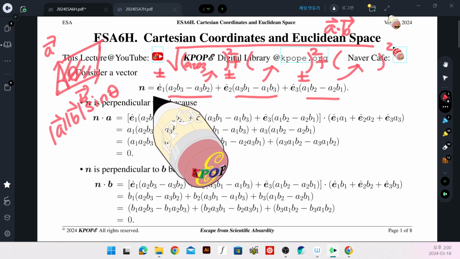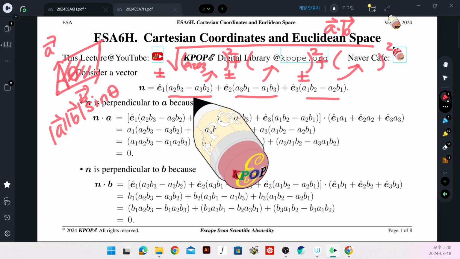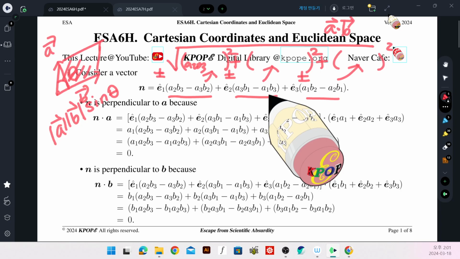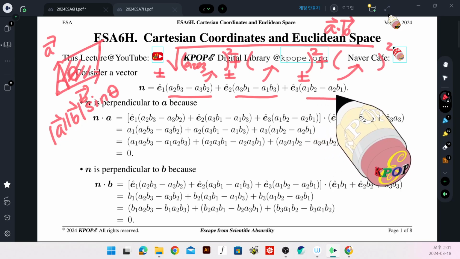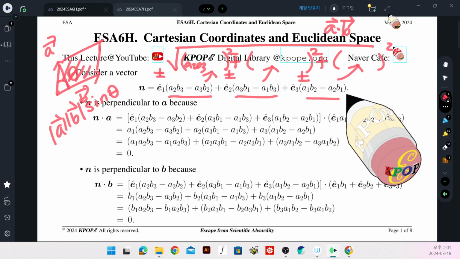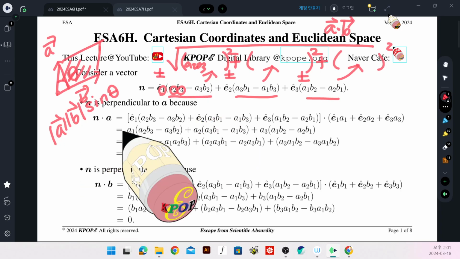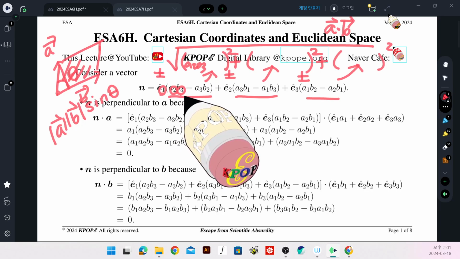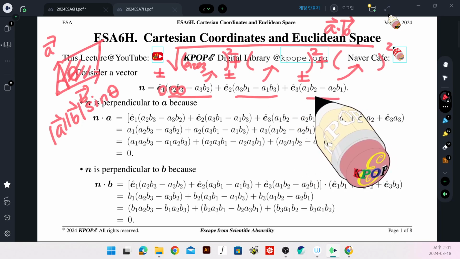The first Cartesian component, the x component of this vector, is A2 B3 minus A3 B2. The second component is A3 B1 minus A1 B3. And the third one is A1 B2 minus A2 B1. It has a special feature: if we consider these vector indices, they consist of only a single 1, a single 2, and a single 3. So 1, 2, 3; 1, 3, 2; 2, 3, 1; 2, 1, 3; 3, 1, 2; and 3, 2, 1.